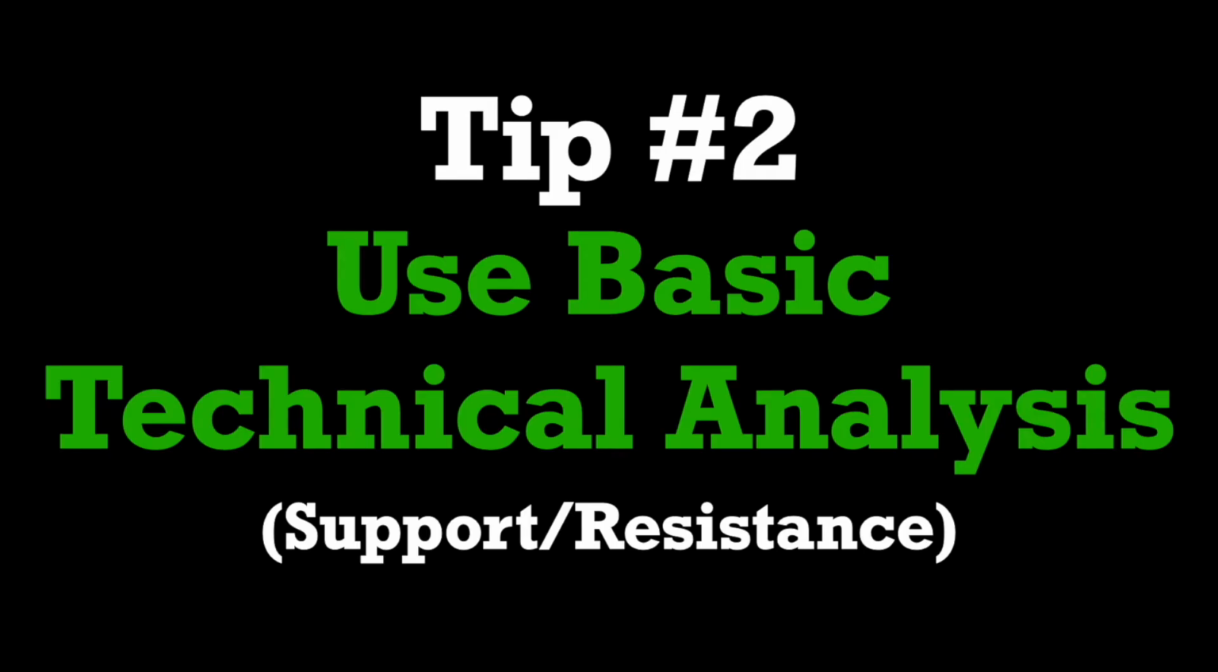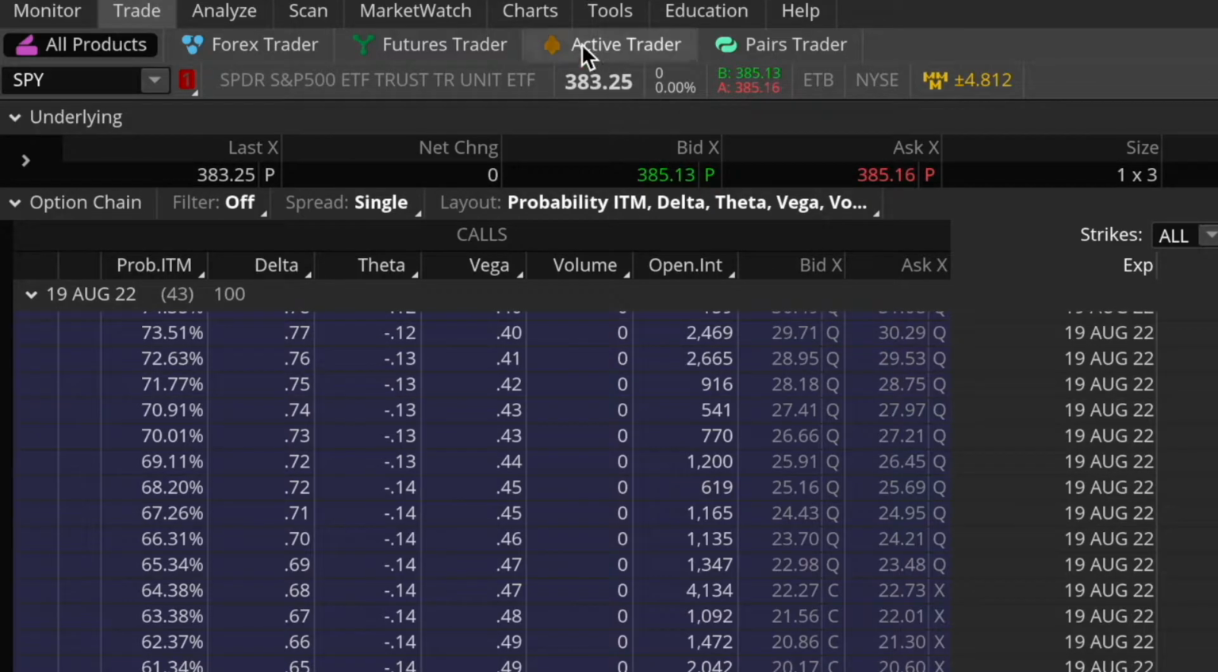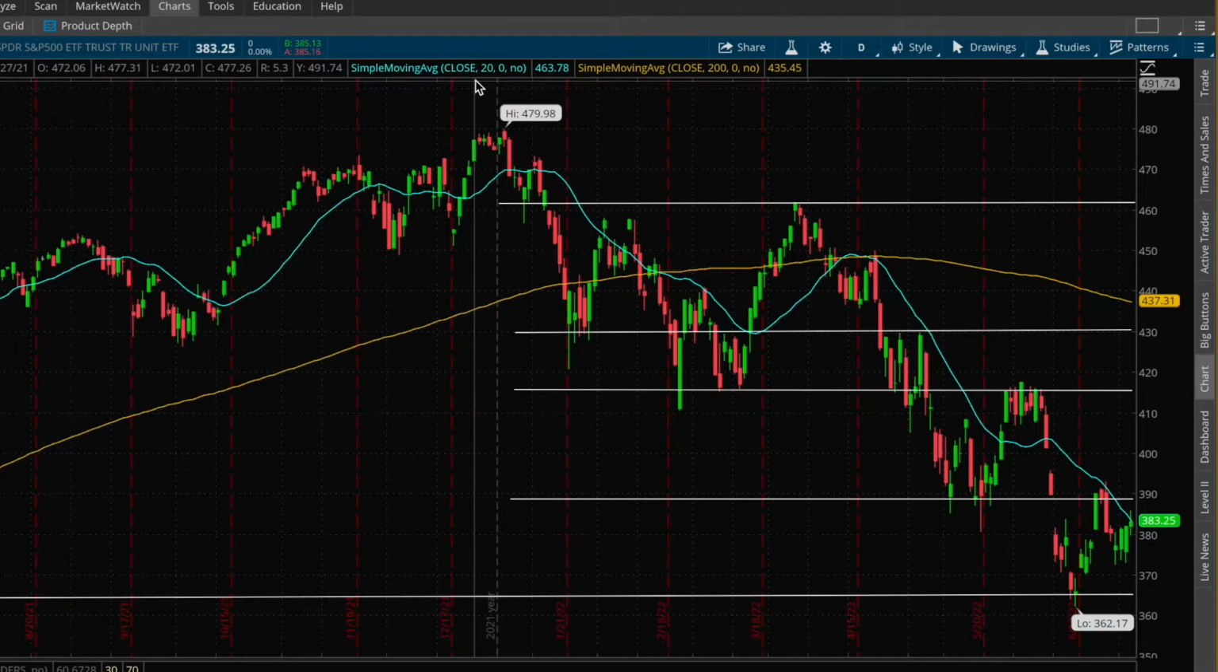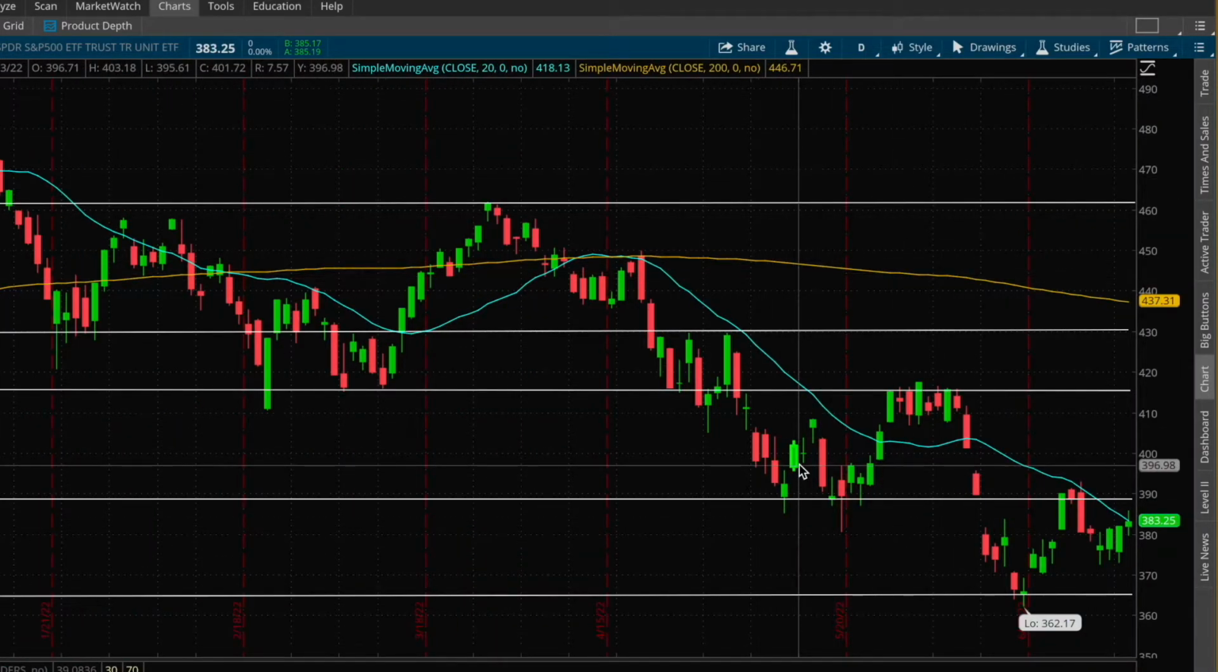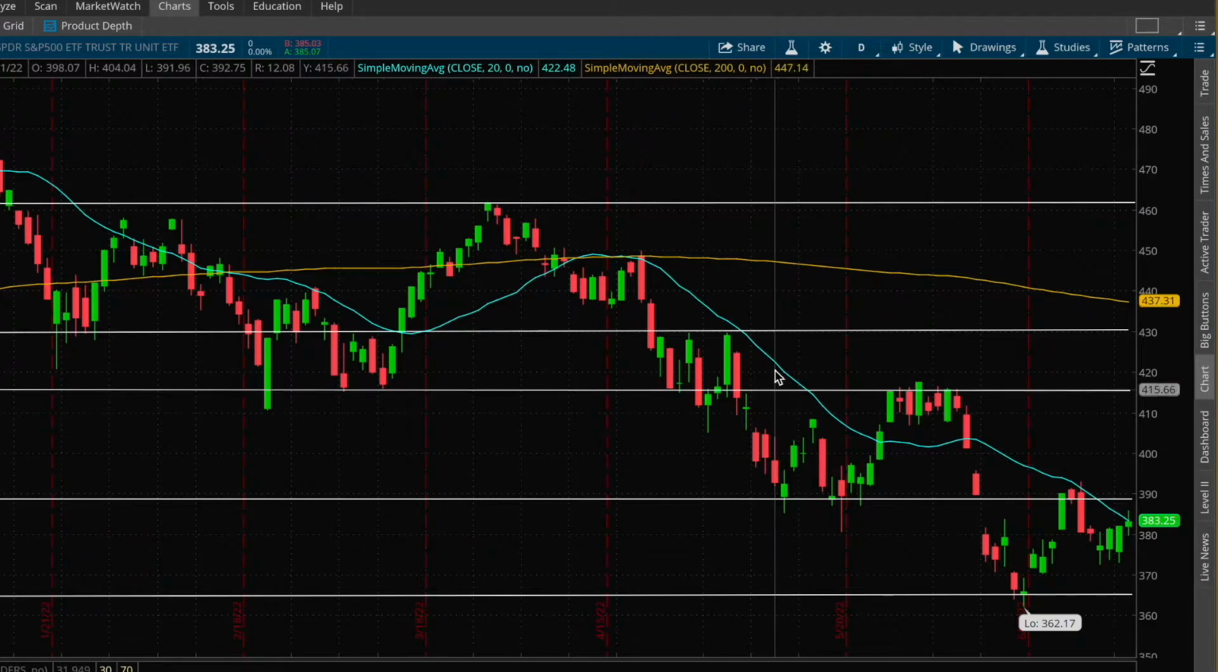Tip number 2 now is to use basic technical analysis, specifically support and resistance, to pick your entries a lot more carefully with your trades. So for example, let's now go back to the charts and take a look at what I have going on here with SPY.